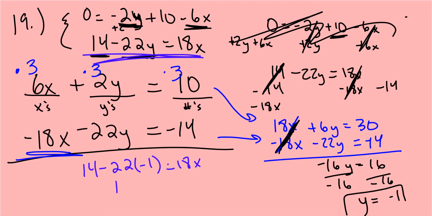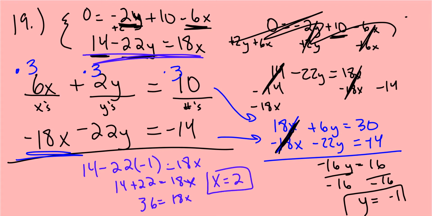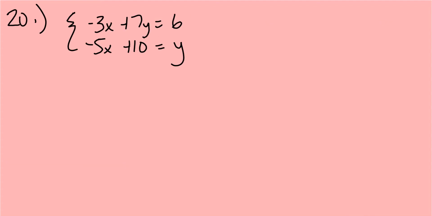I'm going to get 14 plus 22 equals 18x. So I get 36 equals 18x. I divide both sides by 18. I get x equals 2. I have an x. I have a y. I'm going to write it as an ordered pair, (2, negative 1), with parentheses. And that's it for 19.